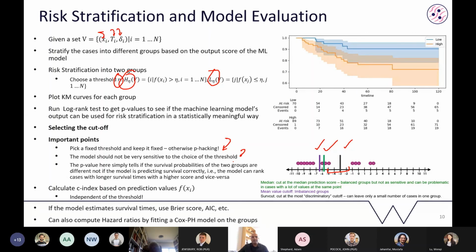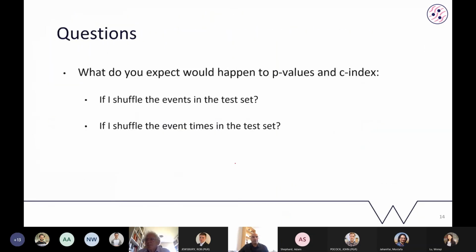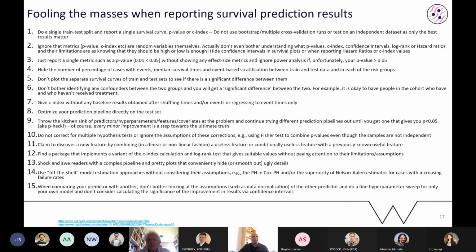Okay, so I'll stop here to give Wenqi some time to talk about how we can actually code this up. But in the next bit or in another PaTaRI, we would be talking about some major limitations and how you can actually get away with something like this. So how can you fool the masses when reporting survival prediction results? I won't be going through all of these 15 points, but these are essentially written in a fun way, to hack the system. So please don't do all of this, and you would do a good survival analysis project.